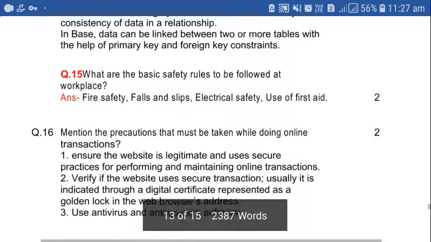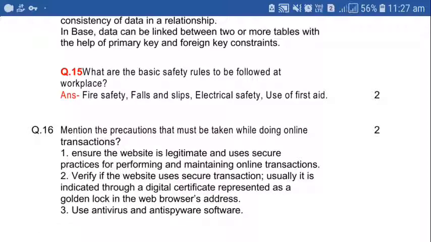Okay. So the next question is what are the basic safety rules to be followed at the workplace? These are fire safety, fall and slip, electrical safety, use of first aid. So you can explain in your own words. These are the basic points you can explain in your own words because it carries only 2 marks.